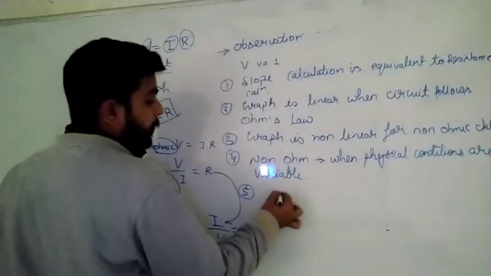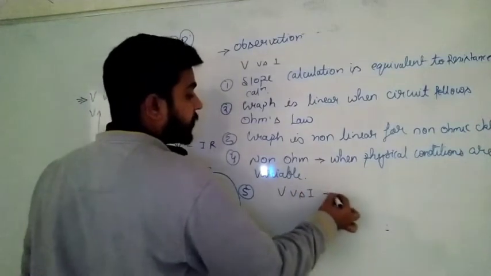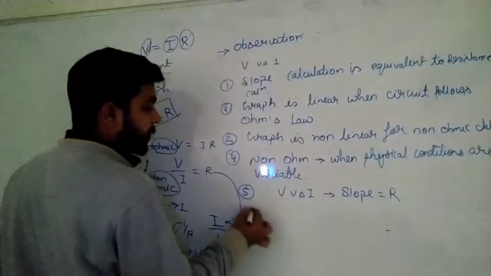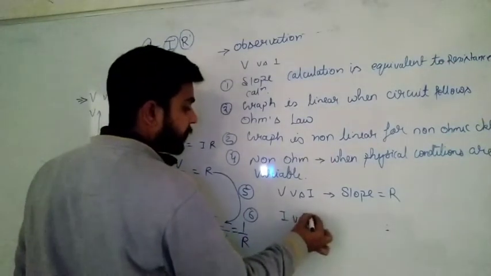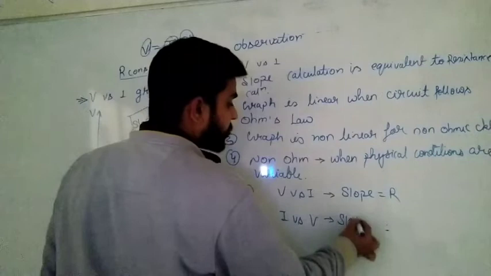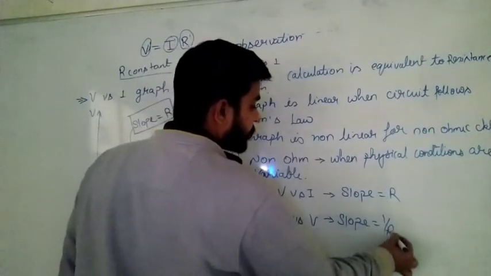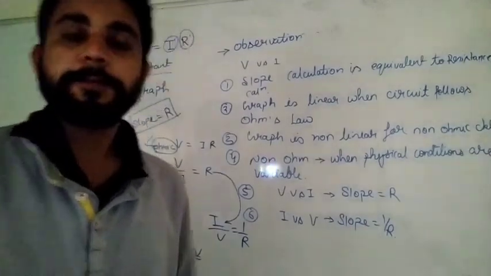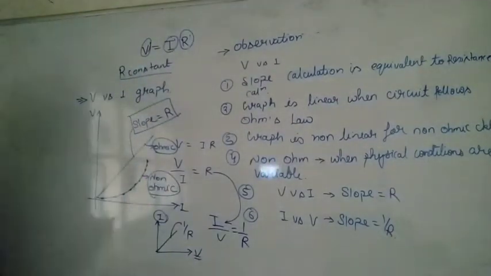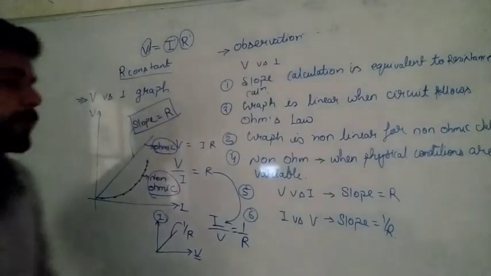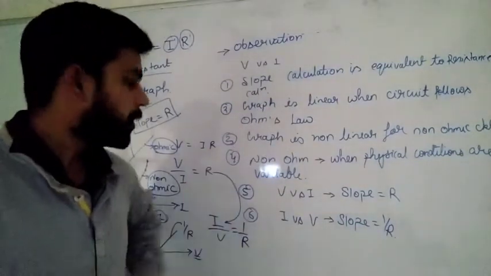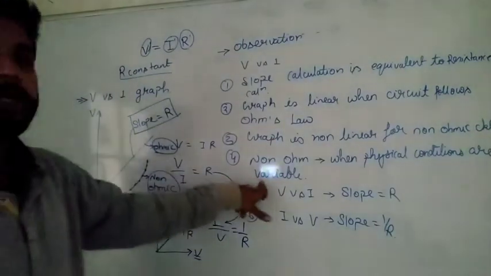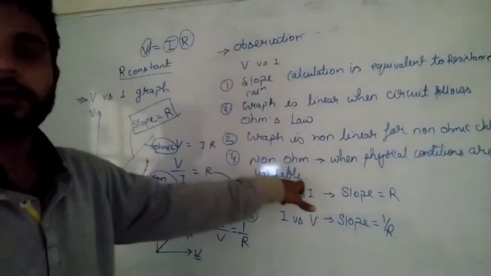Next point. For a V versus I graph, the slope is equal to R. And the sixth point, for an I versus V graph, the slope is equal to 1 by R. Okay, children, you should understand this very properly. I hope you have maintained these points very well. This is variable, written over here.